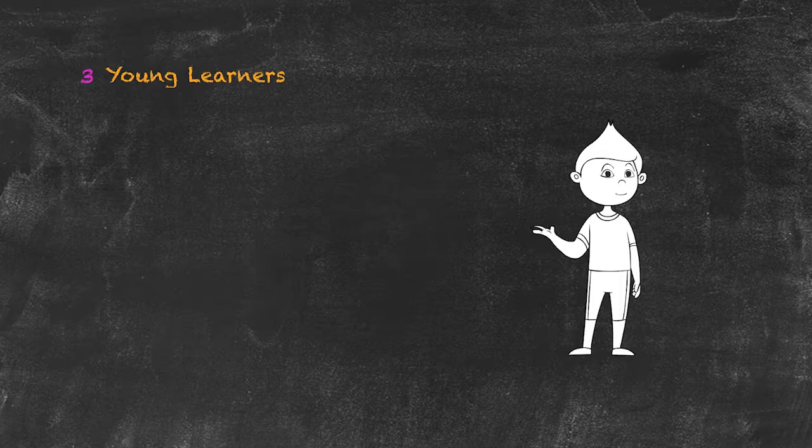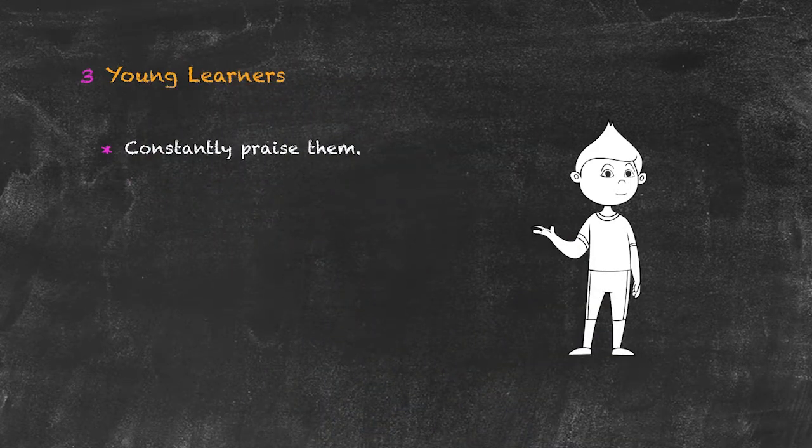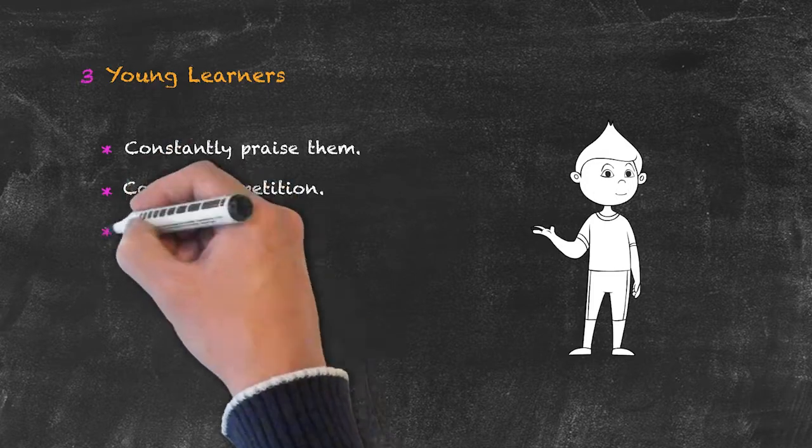So try to bear in mind when you're teaching young learners that you want to constantly praise them. When their self-esteem is high, they're much more likely to learn in an effective way. Do a lot of repetition, again in the form of verbal drills, singing songs and all those sorts of activities. Make sure that your speech is slow and simple.